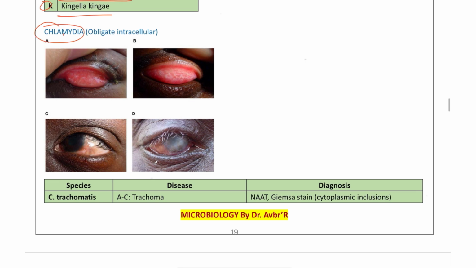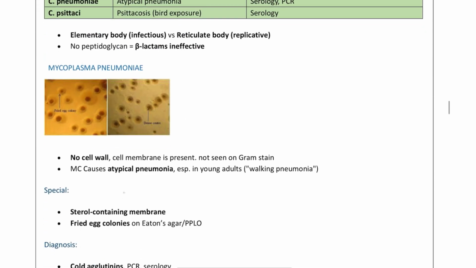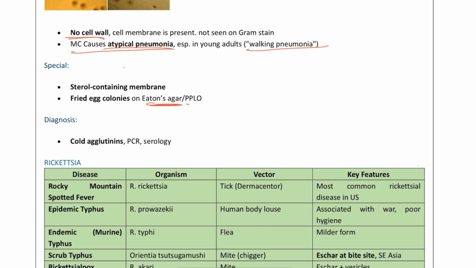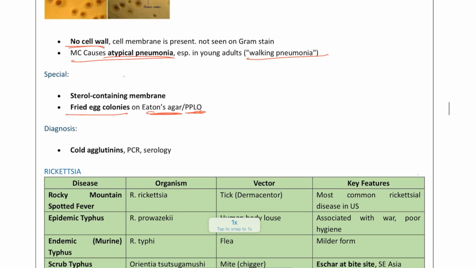Chlamydia can cause trachoma, right? Three groups: A to C cause trachoma, D to K cause STD, and L1 to L3 cause LGV. The best test we can do is the NAT test. Mycoplasma pneumoniae does not have a cell wall and causes atypical pneumonia, most commonly known as walking pneumonia. On Eaton's agar or PPLO agar, it shows fried egg colonies, like this fried egg appearance that you are going to see.